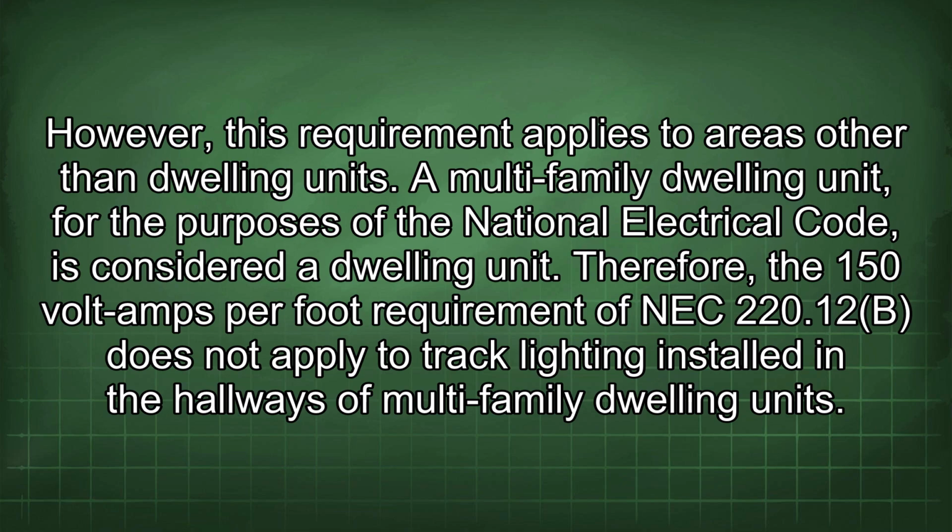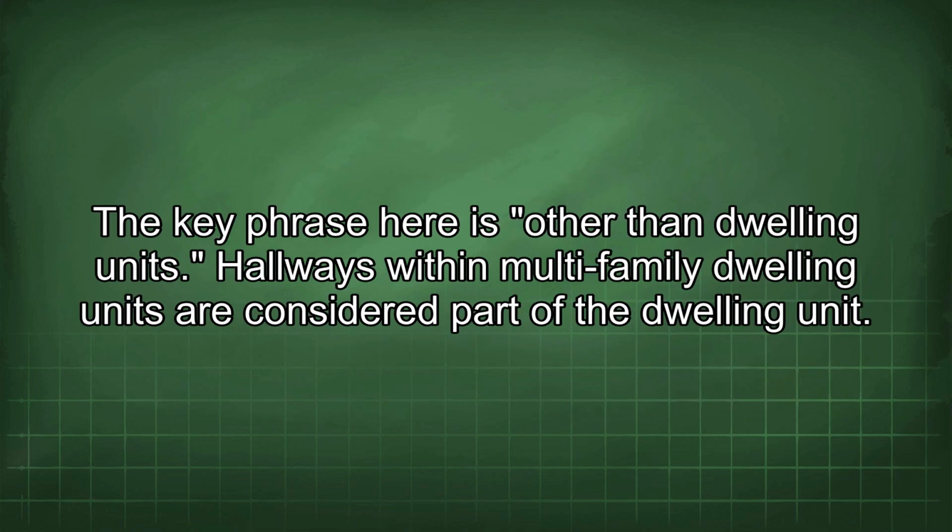A multi-family dwelling unit for the purposes of the National Electrical Code is considered a dwelling unit. Therefore, the 150 volt amps per foot requirement of NEC 220.12b does not apply to track lighting installed in the hallways of multi-family dwelling units. The key phrase here is "other than dwelling units." Hallways within multi-family dwelling units are considered part of the dwelling unit.